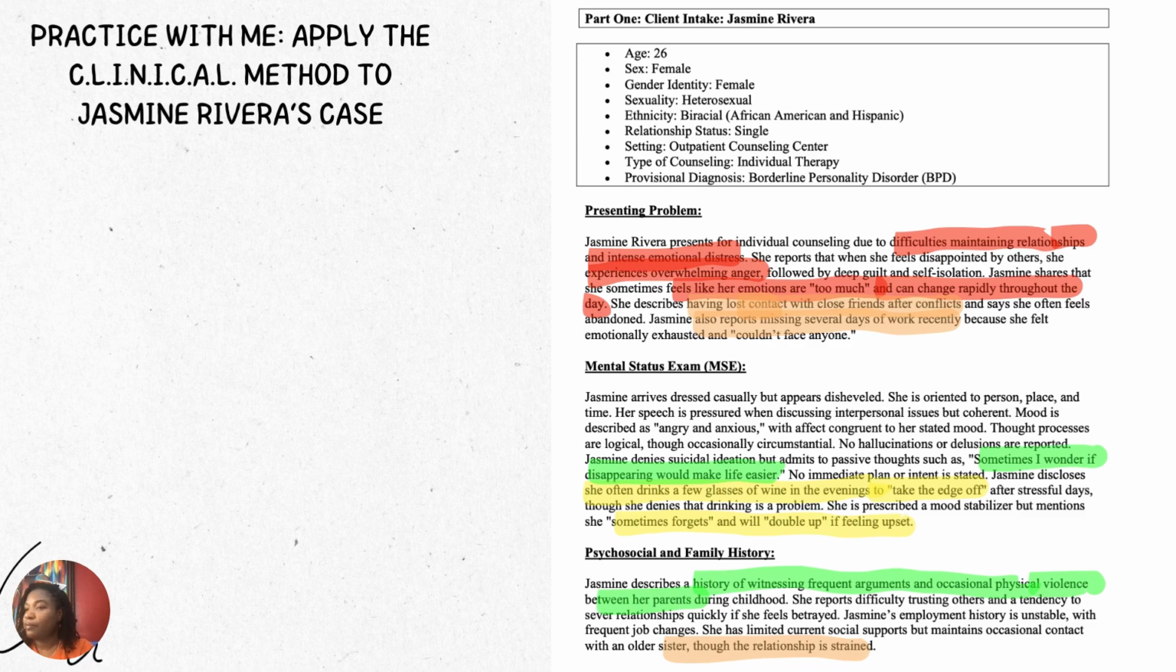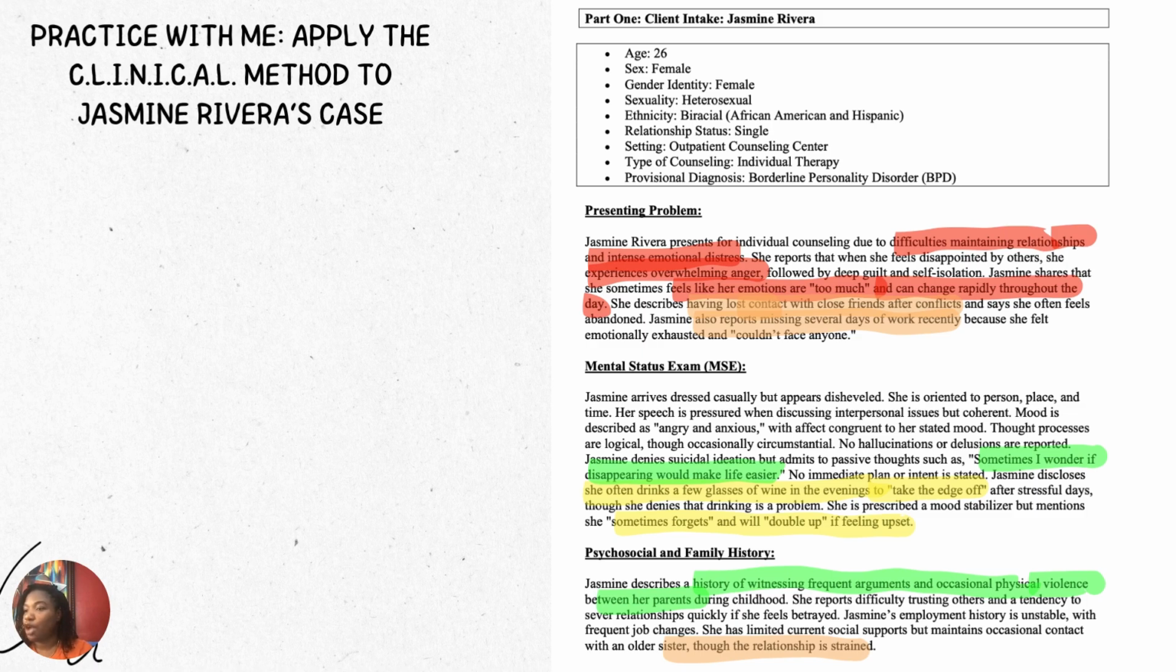In her mental status exam, she arrived dressed casually, but she looks disheveled. She's oriented to person, place, and time. Her speech is pressured when she's discussing interpersonal issues, but is also coherent. Her mood is angry and anxious, with her affect congruent to her stated mood. Her thought process is logical, though occasionally circumstantial. She has no hallucinations or delusions. She denies suicidal ideation, but she says things such as, "Sometimes I wonder if disappearing would make life easier." No immediate plan or intent is stated.